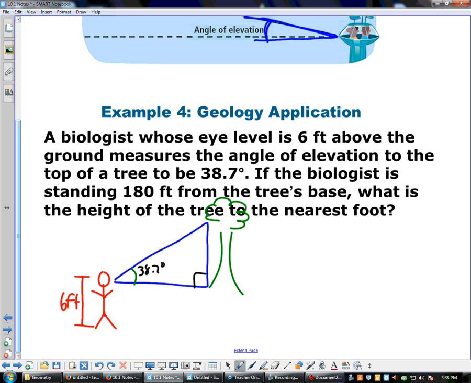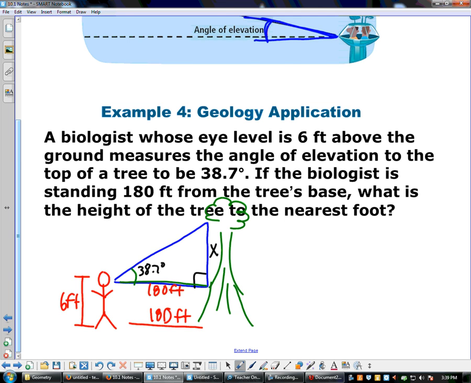Again, we know we have to have a right triangle in here. If the biologist is standing 180 feet from the tree's base, so this tree comes all the way down here, it's a big tree, this is a total of 180 feet away, which means this side of the triangle is 180 feet. I want to know, what is the height of the tree to the nearest foot? Using this triangle we've set up, this side is 180, and I'm going to figure out how tall this part of the triangle is, because if I can add that to the 6 feet that the biologist is already off the ground for eye level, I can find how tall the tree is overall.